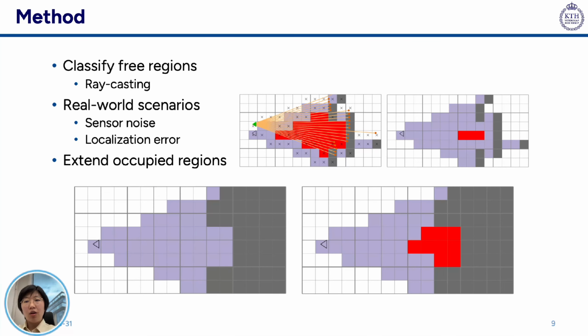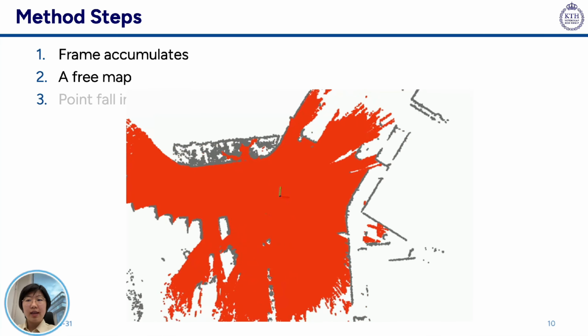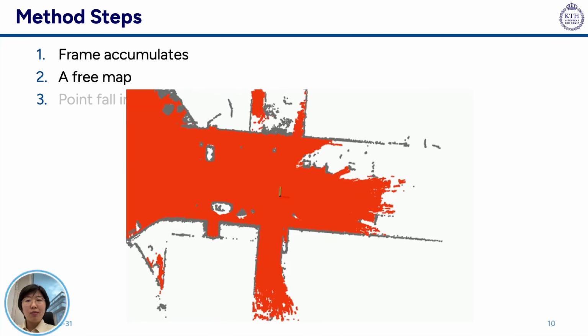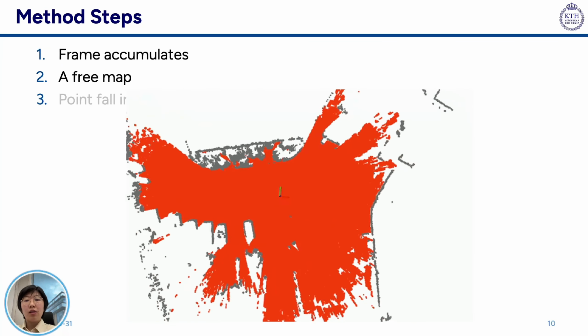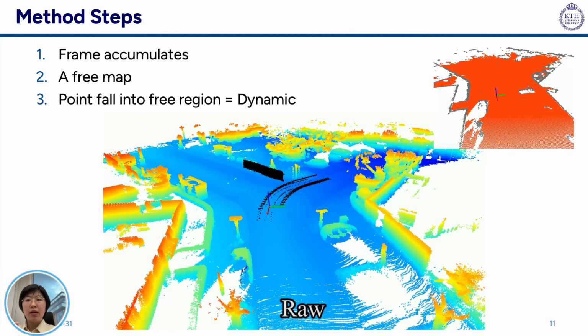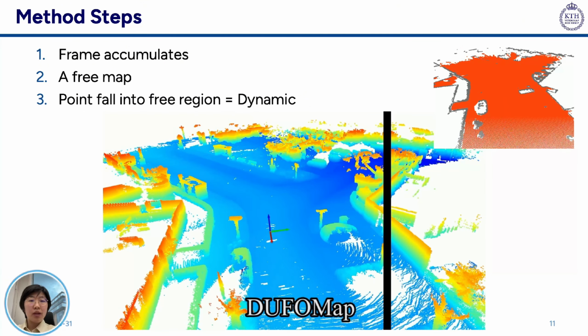Of course, that's not the only thing we did in DUFOMap. We also involved two strategies to consider real sensor noise and localization error, all for the same goal: building a clean map. Due to the time limit, I cannot dive into them, but feel free to check our paper and code later. So to summarize our DUFOMap method, here are the steps. We accumulate point clouds as we normally do for a map, but we use them to build a free space map through raycasting. And then if any point falls into this free region, as shown in the red space here, it is dynamic. That's it. Simple, but effective.